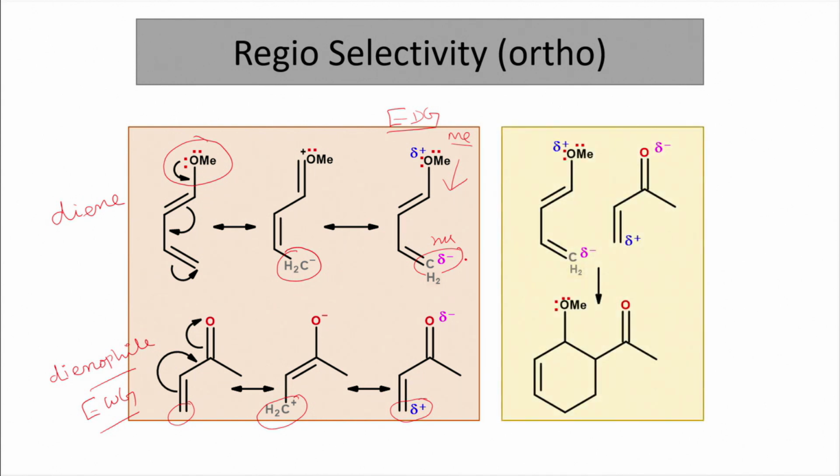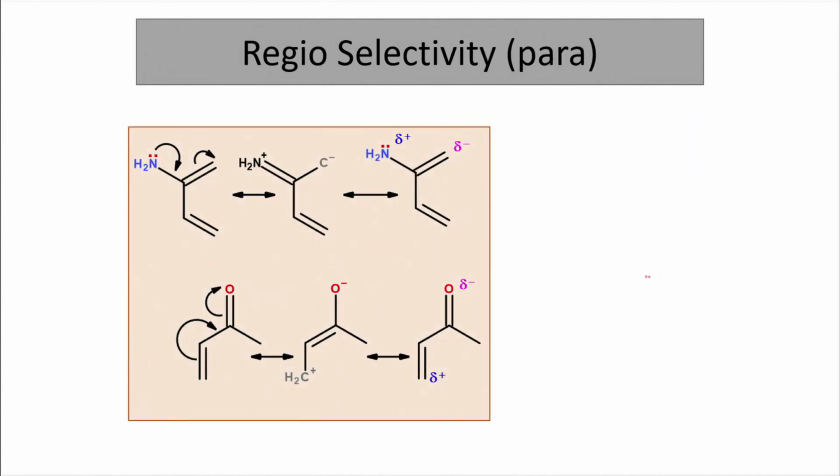So, this helps in understanding how the reaction will proceed. Now, we have a negative charge on one of the terminal carbons, and a positive charge on another terminal carbon. That means these two can interact very effectively. In other words, this is the major requirement for this particular reaction to proceed. So, the electron withdrawing group on the dienophile and the electron donating group on the diene are ortho to each other. In other words, this is the product we will be getting in this particular reaction.